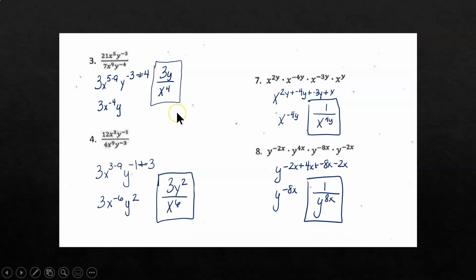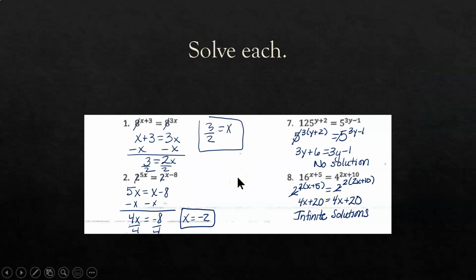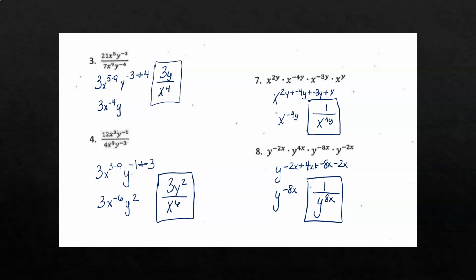Number 3, this is division. Remember, when you're dividing, you're subtracting the exponent. So this is 3y over x to the 4th. Number 7 is 1 over x to the 4y power. Anything with a negative exponent goes to the opposite of where you started, and you make it positive. 4, 3y squared over x to the 6th. And then across the hall, 8, 1 over y to the 8x power. Let me see if I missed something here. Okay, on to the next page.